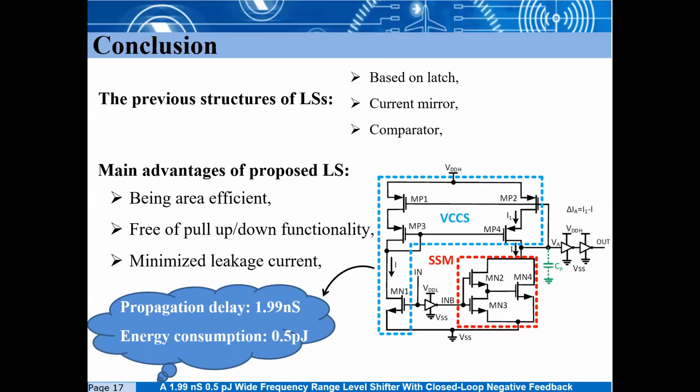As the conclusion, the previous level shifters were based on latches, current sources, and comparators. In the proposed level shifter circuit, a closed-loop negative feedback circuit is added to control the delivered amount of current, to keep down the rate of charge and discharge of parasitic capacitance for attaining the lowest propagation delay and power consumption. The main advantages of the proposed level shifter are summarized here. A propagation delay of 1.99 nanoseconds and energy consumption of 0.5 picojoule are successfully achieved.